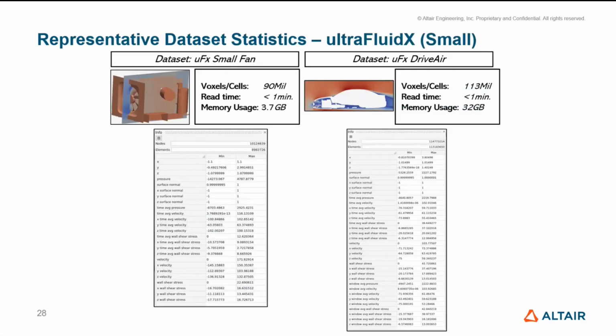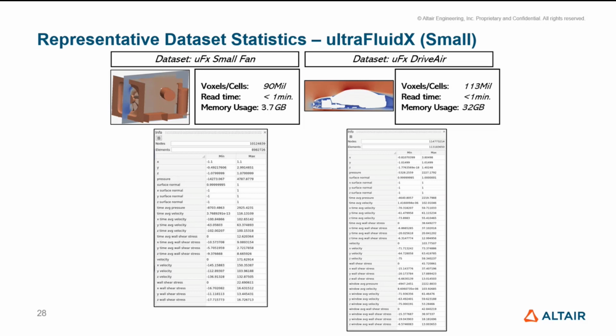So, just the last few slides here. I wanted to get a handle on what size data sets we could read and how long it takes. So I ran through 4 models. Here are 2 of the smaller ones. All of these are ultrafluid X cases. For the small fan, there were about 90 million voxels. It takes on the order of a minute or less to load, and takes about 3.7 gigs.